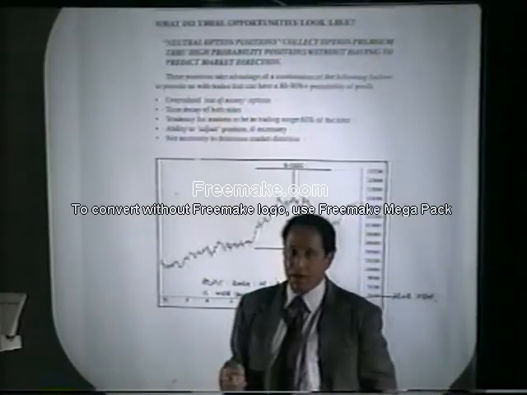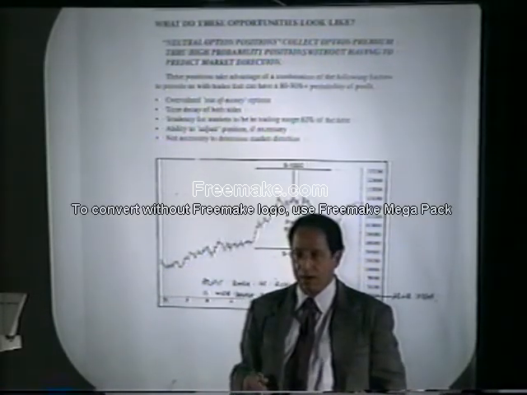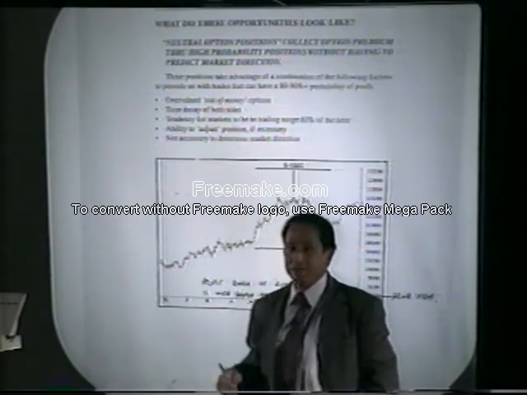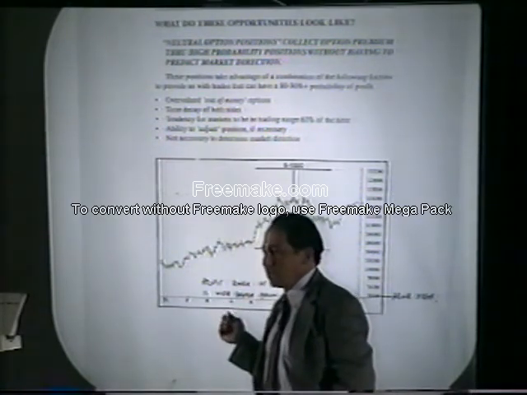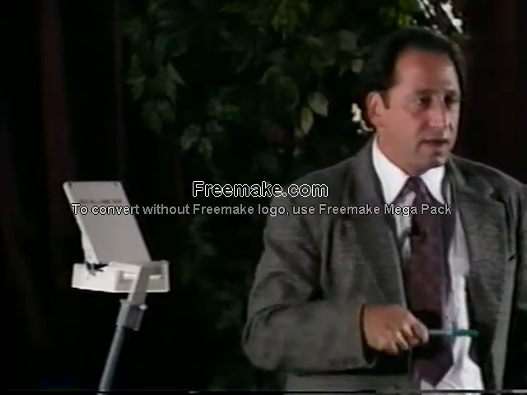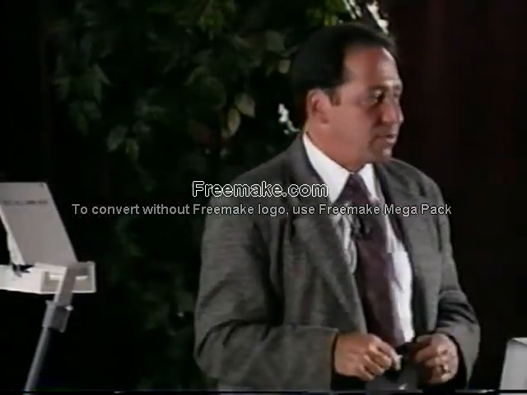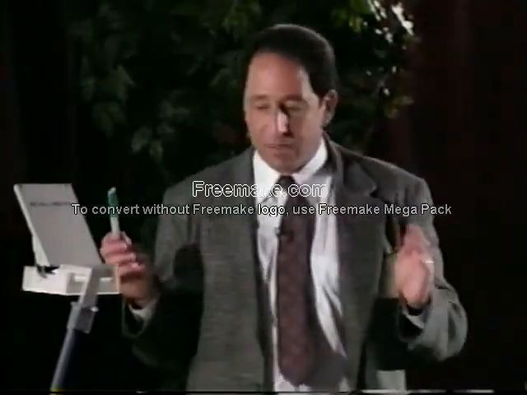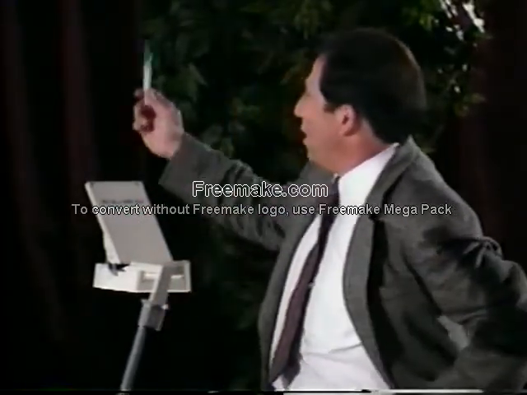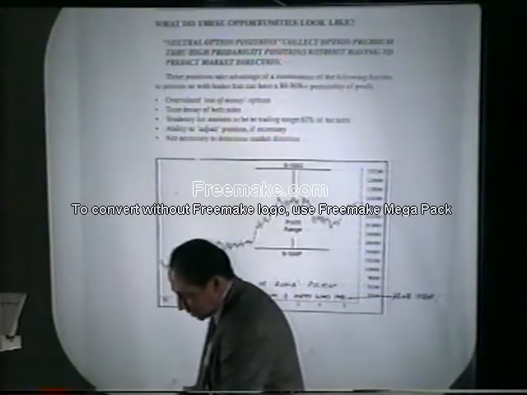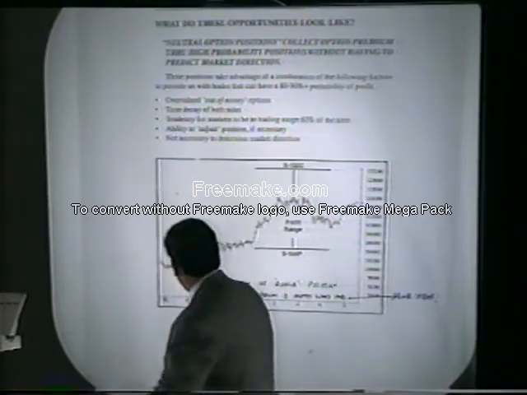Also, markets do not trend most of the time. I put it at 60% of the time. Studies have shown up to 80% of the time markets do not trend. If you sell a neutral position, you sell a put and a call, and the market doesn't trend, you could go into a coma and wake up, and your position is now profitable, so you don't have to do anything. If that's what really happens. Now you have the ability to adjust the position, and it's not necessary to predict market direction.